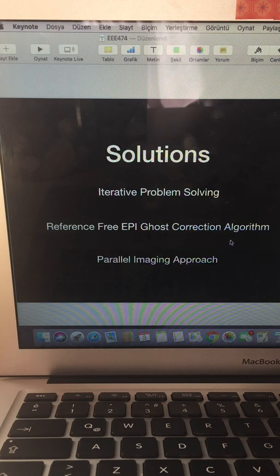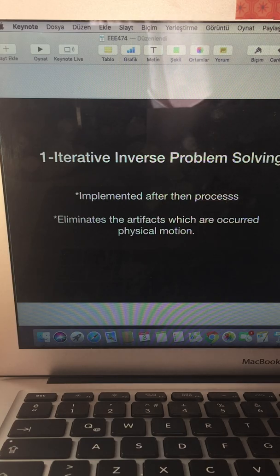I've found several solutions which can eliminate those problems. The first one is iterative inverse problem solving. The second one is the reference-free ghost correction algorithm. The last one is the parallel imaging approach. The first one is iterative inverse problem solving.